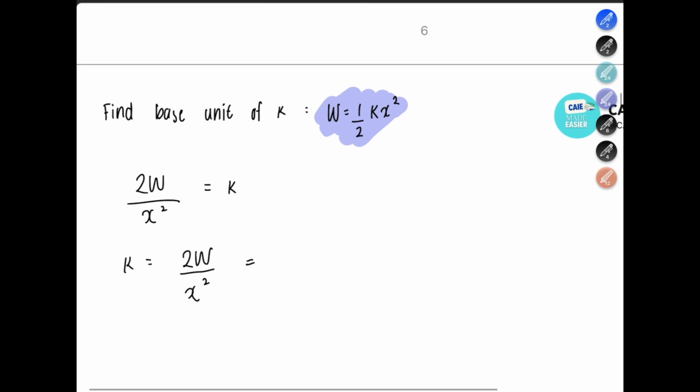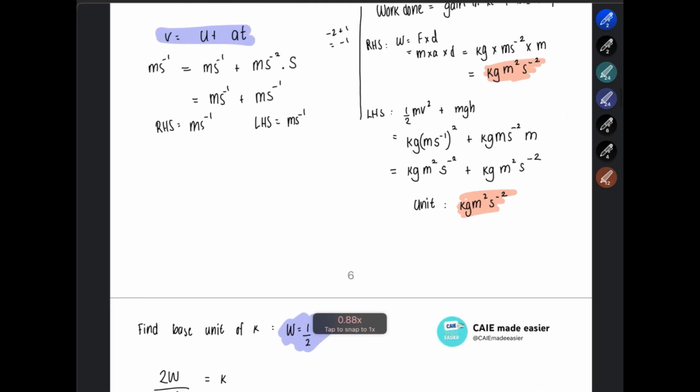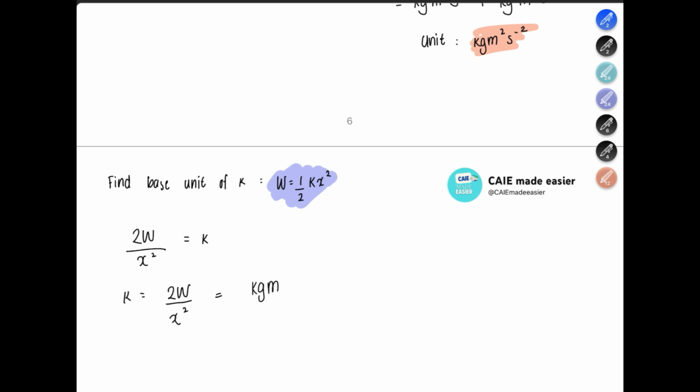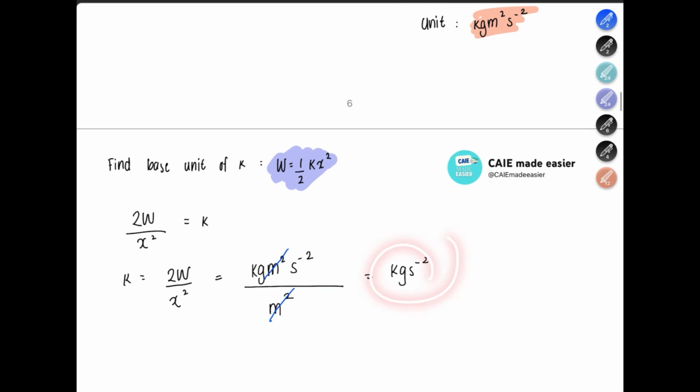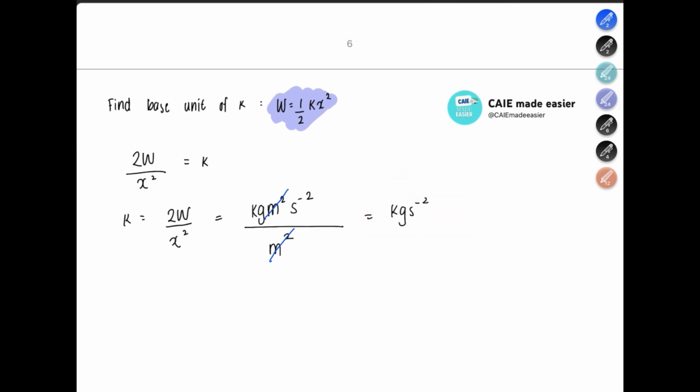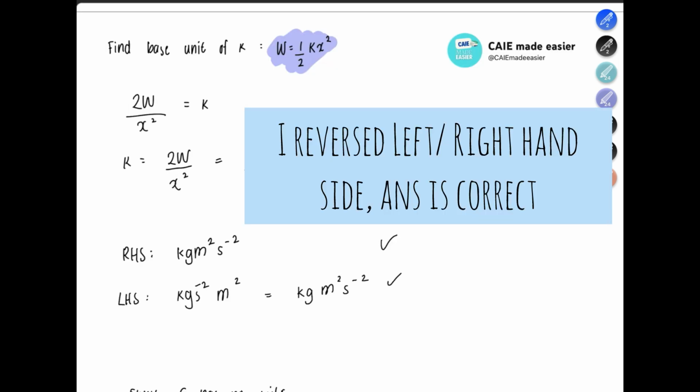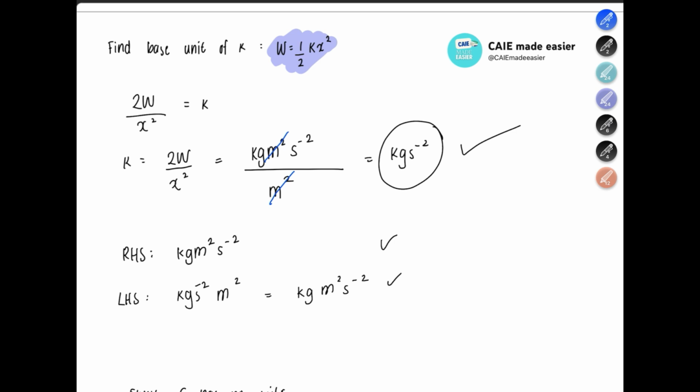W is work done. We just found out the unit for work done: kilogram meter square s minus 2. And then divide this by x squared. So x represents distance or extension, so it's going to be meter square. Now you can simply cancel these two. Kilogram s minus 2. Now if you want to know if this answer is correct, you can find out if this equation is balanced when you have this unit. Since they both are equal, this answer is also correct.